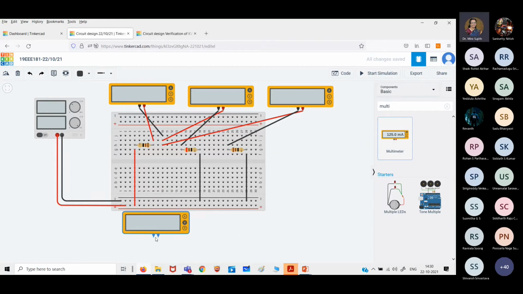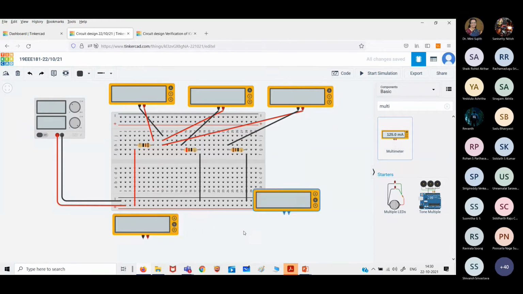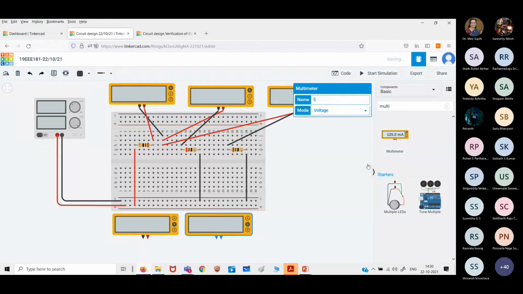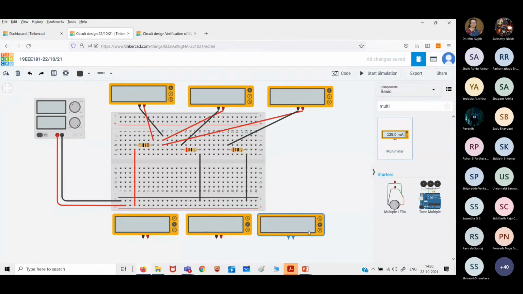Again, click the multimeter, drag it and place it here. We need 3 voltmeters. 1, 2, 3. Any doubt? Or can we proceed with the voltmeter connection? So you can see here all these meters are by default voltmeters only. Now how do we connect the voltmeters? They need to be connected in parallel to the resistors to measure the voltage drops.